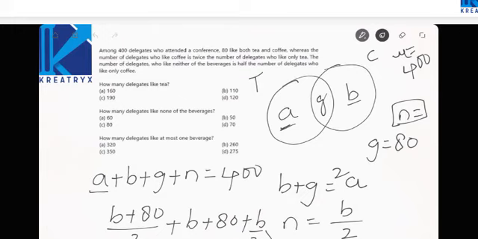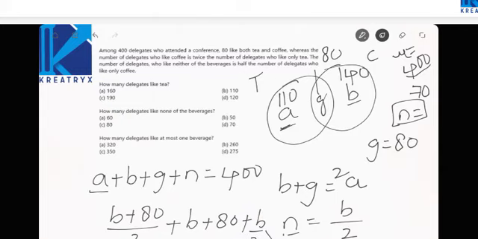Now see here, the value of B is 140 and G is 80, and the value of N is nothing but B by 2. 140 by 2 is nothing but 70. Now what will be the A? We know the value of B, we know the value of G. 140 plus 80 is 220. 220 plus 70 is 290. So the remaining value must be A. A must be 110 because the total value is 400.